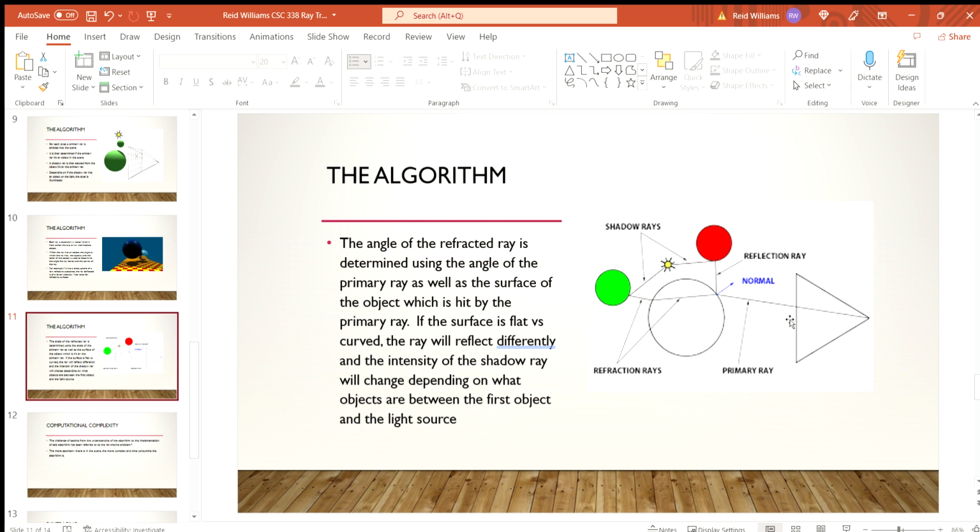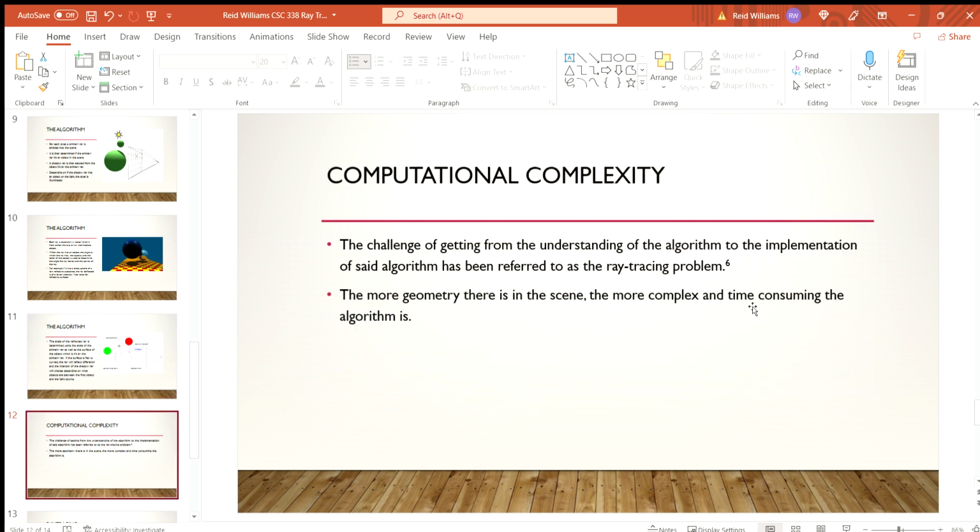And then on top of that, the angle of the reflected ray is relevant and is determined using the angle of the primary ray as well as the surface of the object which is hit by the primary ray. If the surface is flat versus curved, the ray will reflect differently, and the intensity of the shadow ray will change depending on what objects are between the first object and the light source. So there's a lot of stuff that goes on to get from one object, one camera, all the way to the light source and back, which is why the computational complexity of the ray tracing problem is very high.